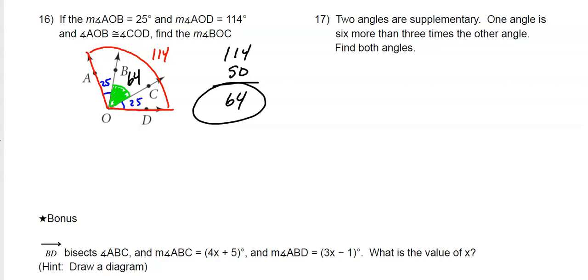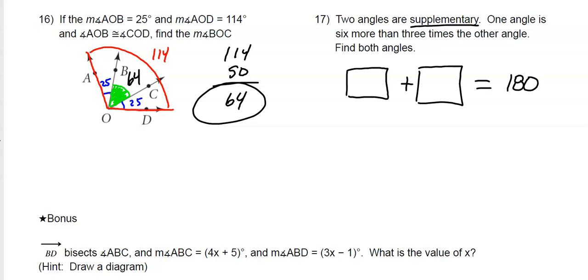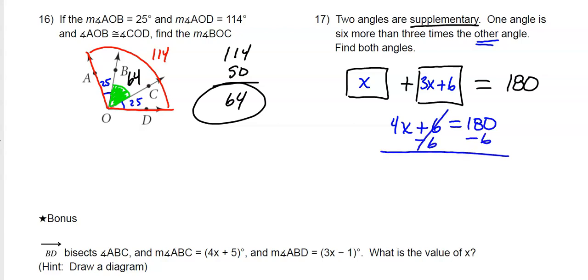All right, number 17, 2 angles are supplementary. So something plus something. I'll give you guys some hints in class on this. Add up to 180. One angle is 6 more than 3 times the other. Well, the other, I don't know anything about it, so I'm going to just call it x. But the other angle is 6 more than 3 times that. So now I have an expression I can solve. 4x plus 6 is 180. I want to get x by itself. So 4x equals 174. And then divide.